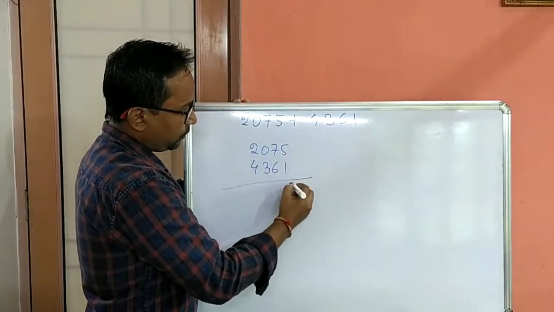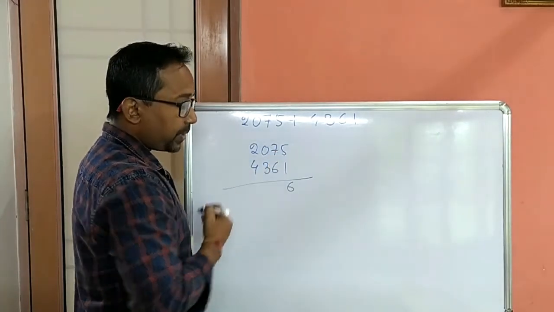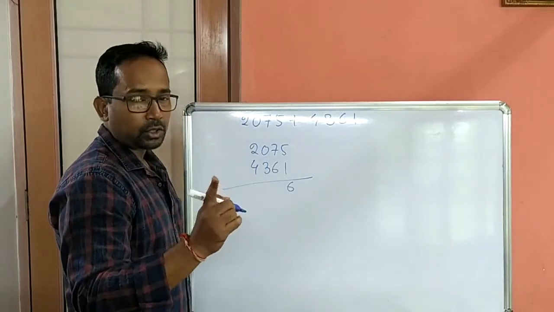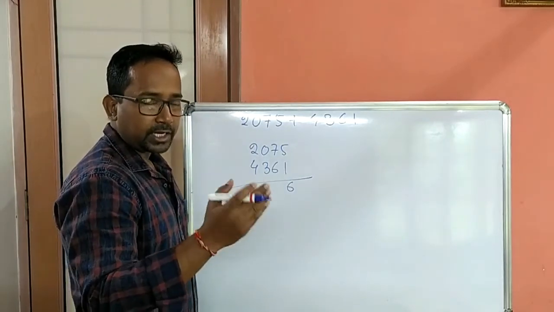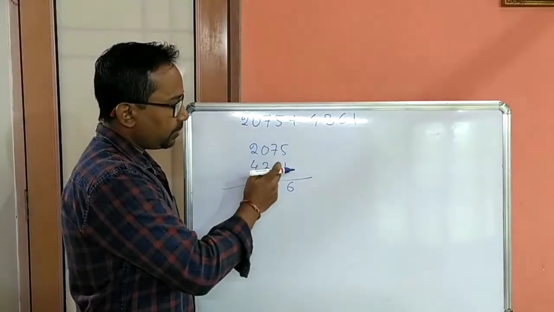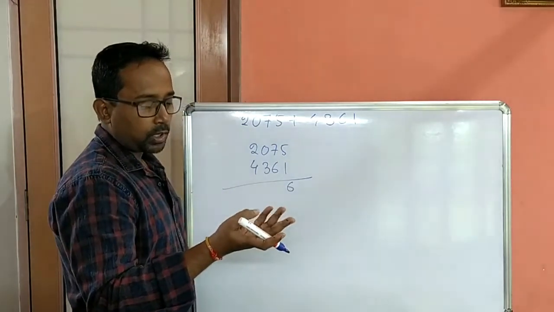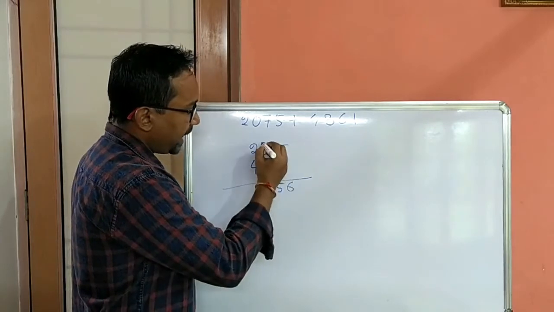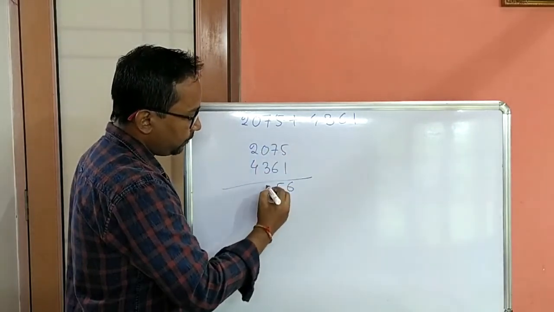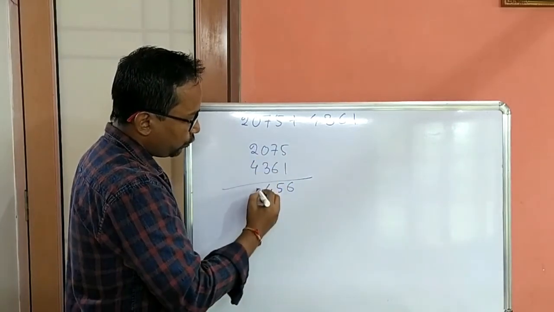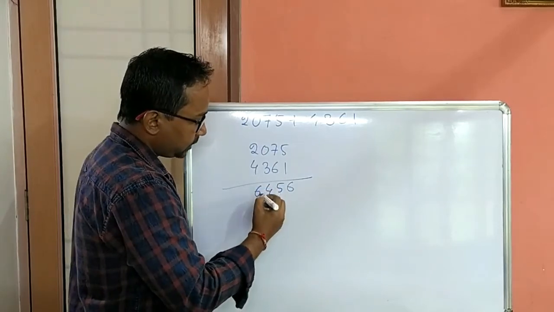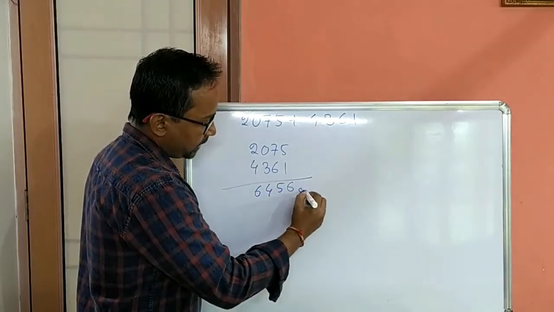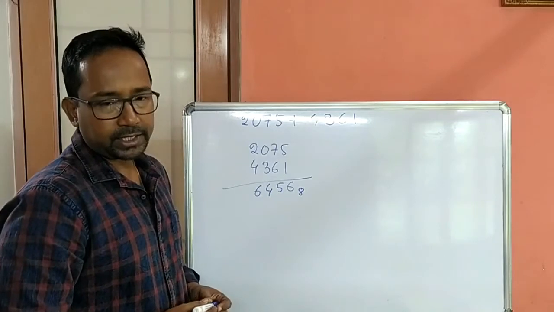So 5 plus 1 is 6. Here 7 plus 6. 7 is the last digit of an octal number, so after 7 the next number will be 10. That means 7 plus 6 means 10, 11, 12, 13, 14, 15. So here 5 is coming, 1 will carry this side. So that 1 plus 3 is 4, then 4 plus 2 is 6. So the answer is 6456 base 8. So addition is very easy, just like decimal addition.